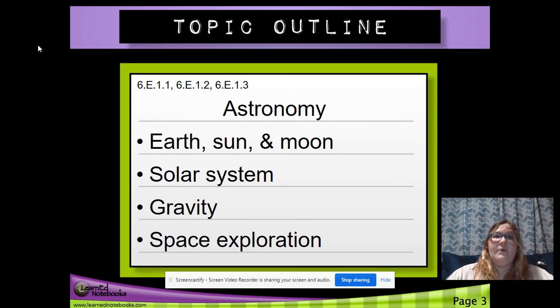Astronomy, you need to know the Earth, the Sun, and the Moon. Where are they located? How are they moving, etc. The solar system, how is gravity affecting the planets, the Moon, etc. And what have we done for space exploration?